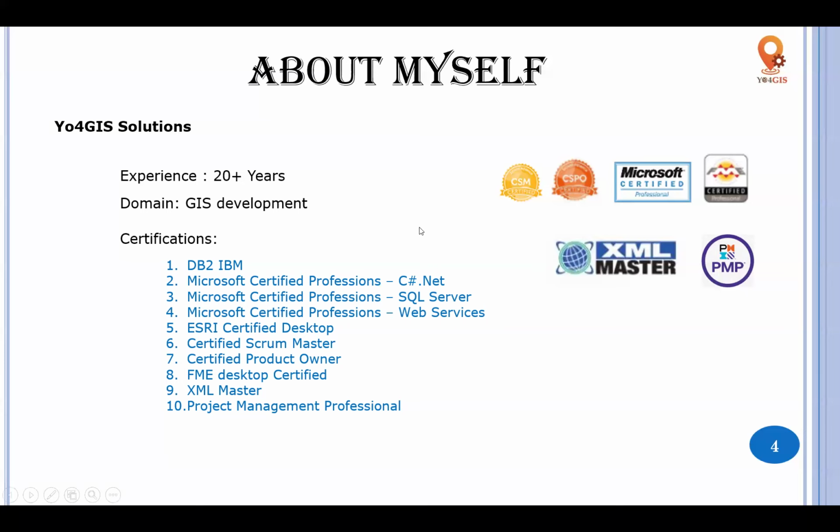And Yo4GIS Solutions basically has two different verticals. First vertical is the geospatial development projects. We are basically in software development. And another vertical is for the geospatial development training. So the benefit you are going to get is, whatever real-time projects Yo4GIS or Geotech is doing, you are going to get real-time tasks in your practice.